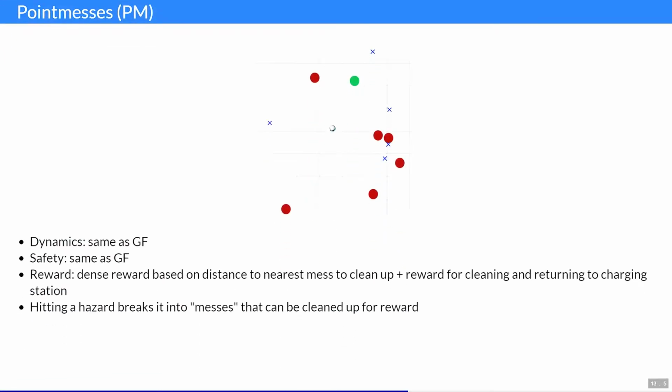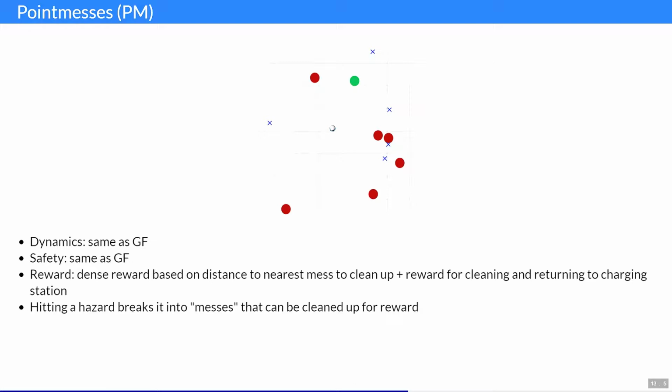In the point messes environment, the dynamics of the agent are the same, as are the safety conditions, that it must avoid colliding with the red obstacles. The reward, however, is different for this environment. It's modeled after a Roomba type task where the agent needs to move around and clean up these X's in blue that you can see in the observation here.